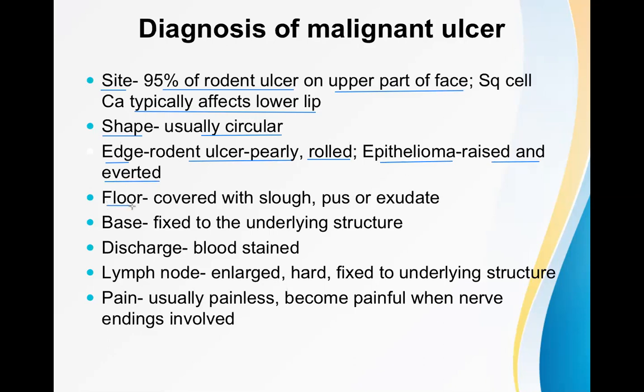Regarding the floor, this is a malignancy, and malignancy has the hallmark of necrosis and hemorrhage. So usually it is covered with slough. If it is secondarily infected, it has pus or exudation as well. Otherwise, pus and exudation may not be there, but usually there is a lot of slough and necrosed tissue. Regarding the base, we need to palpate it now. And when we palpate, it is usually fixed to the underlying structure, muscle, bone, or other type of soft tissue.